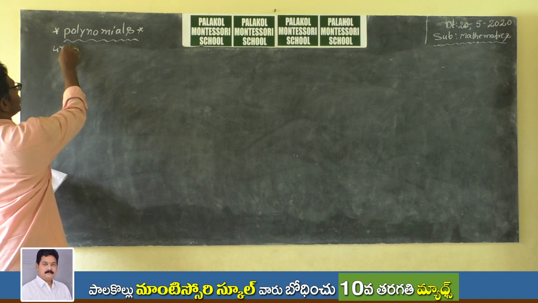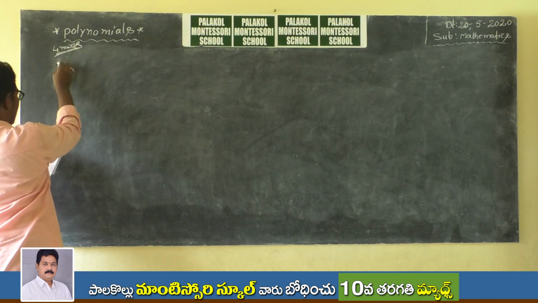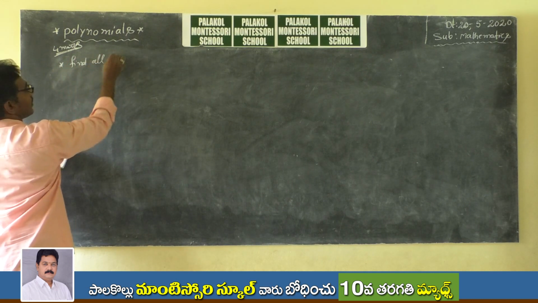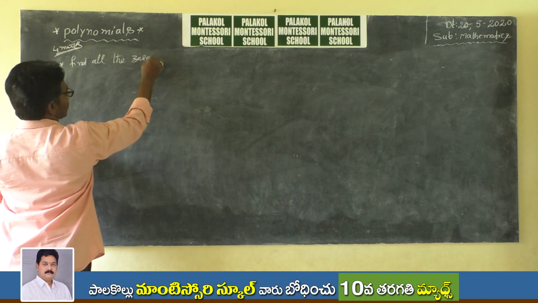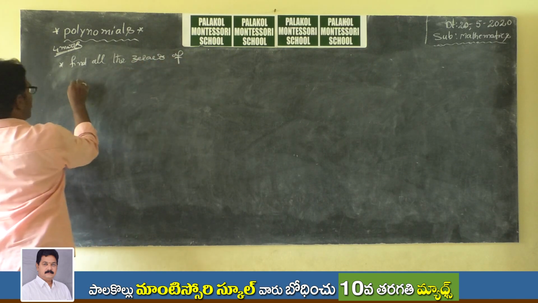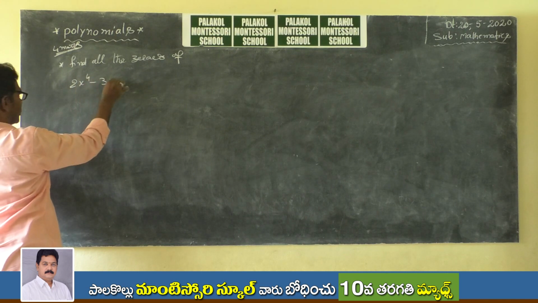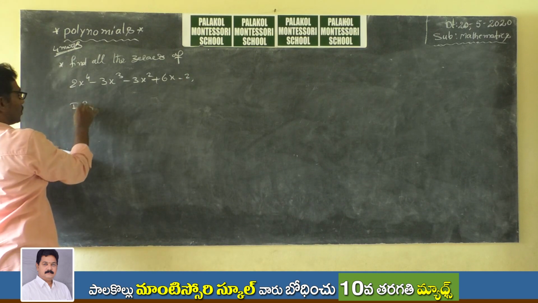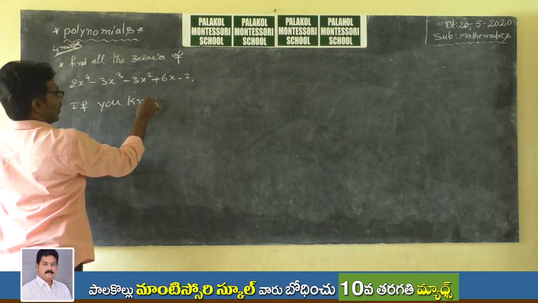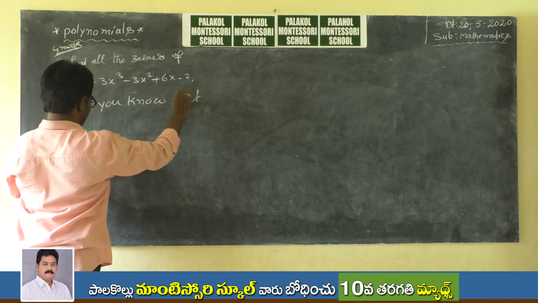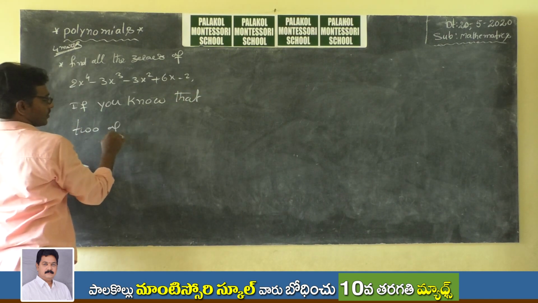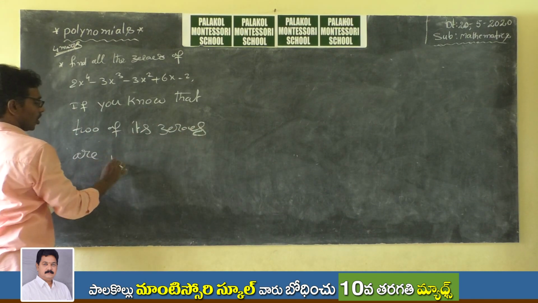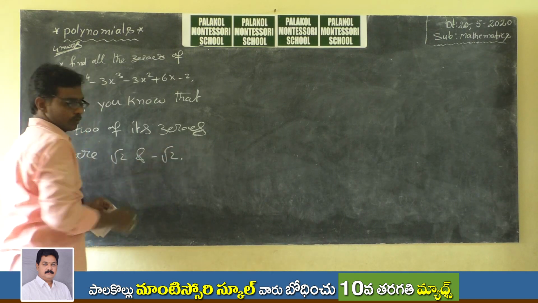This is a 4 marks question according to the public examination. Find all the zeros of 2x to the power 4 minus 3x cube minus 3x squared plus 6x minus 2, if you know that 2 of its zeros are root 2 and minus root 2.